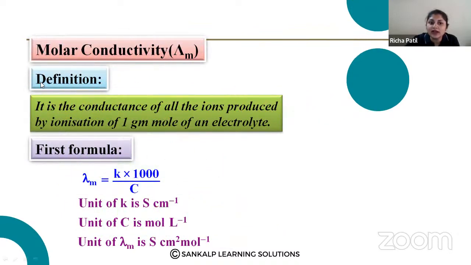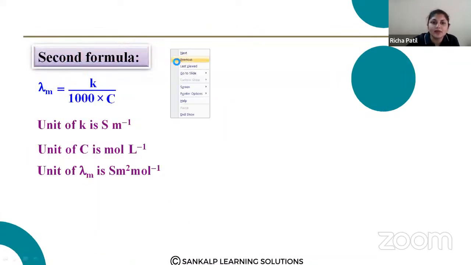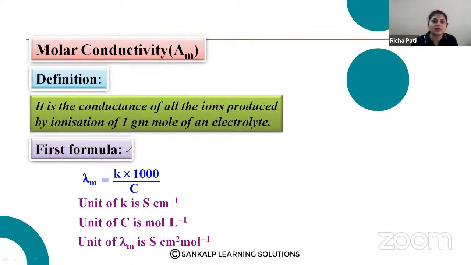So next is molar conductivity. What do you mean by molar conductivity? The definition: it is the conductance of all the ions produced by ionization of 1 gram mole of an electrolyte. The formula is lambda m equals K, small k, into 1000 divided by capital C.